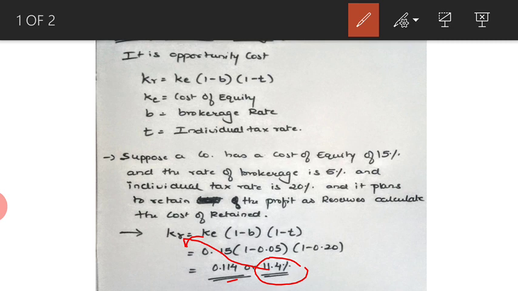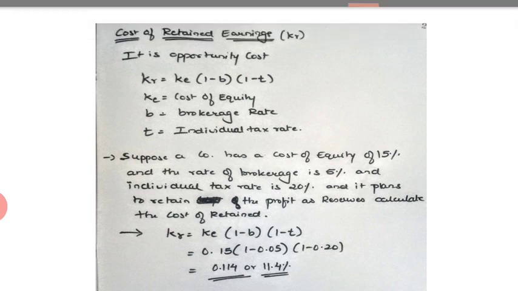So with this, we complete the specific cost, that is the individual cost: cost of debt, cost of preference, cost of equity, and cost of retained earnings. Next is the most important thing, which comes in the question paper for 10 marks. There would be a sure shot question on the next part, that is weighted average cost of capital. So let's try to understand how it is calculated and what types of problems come in the paper.